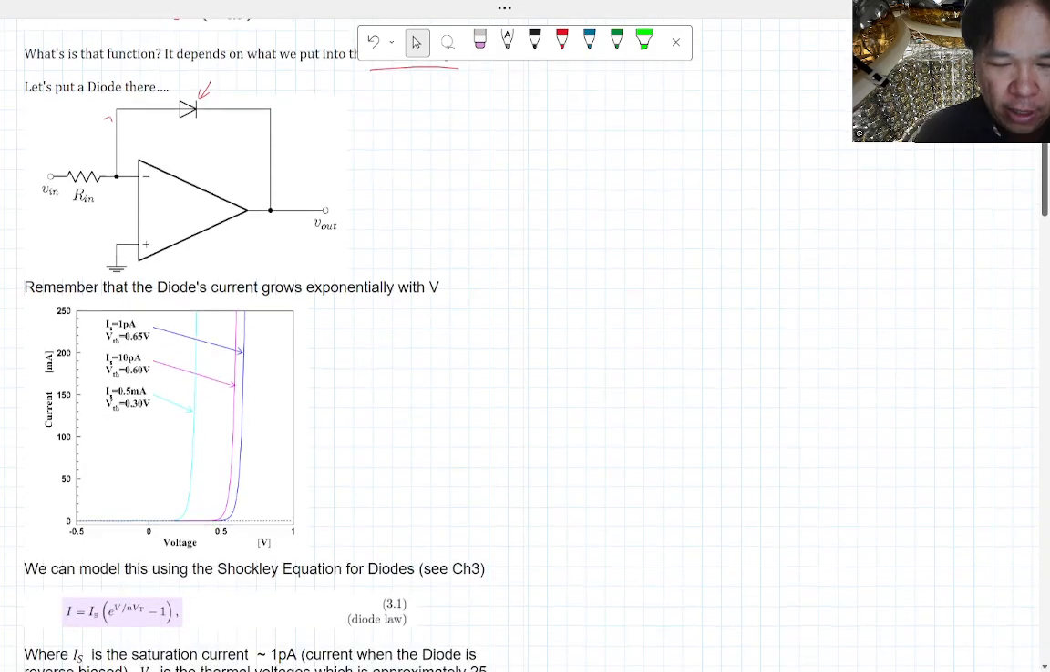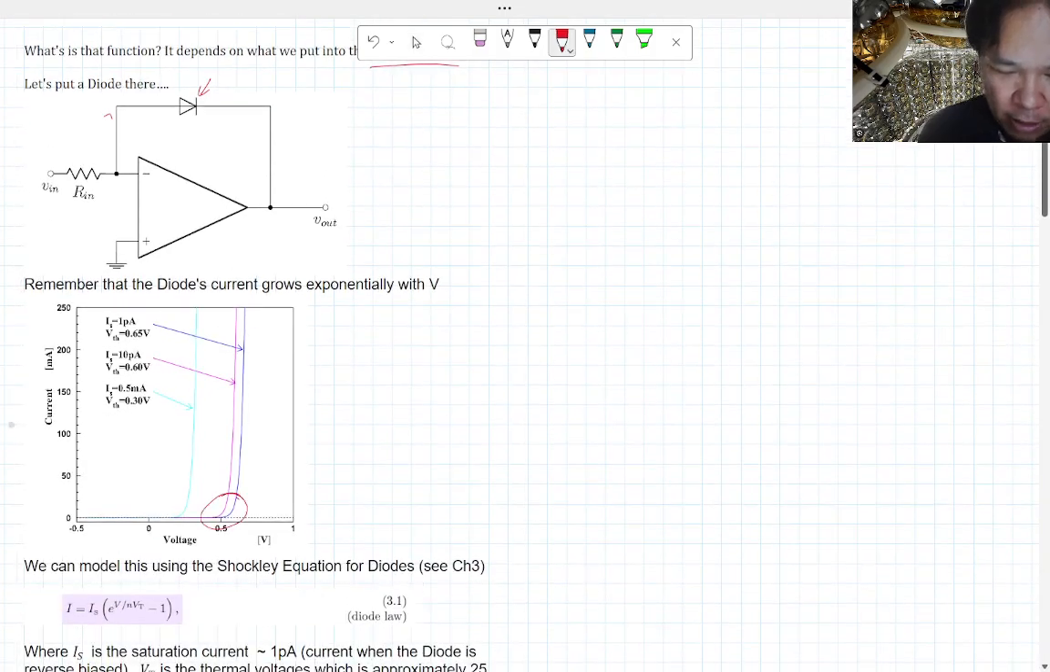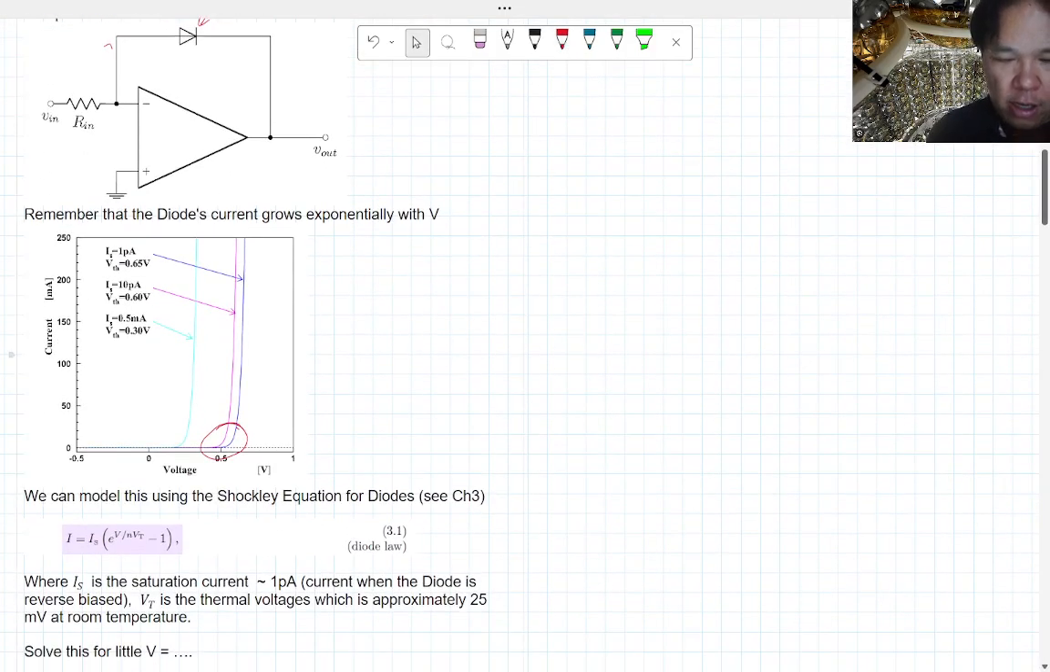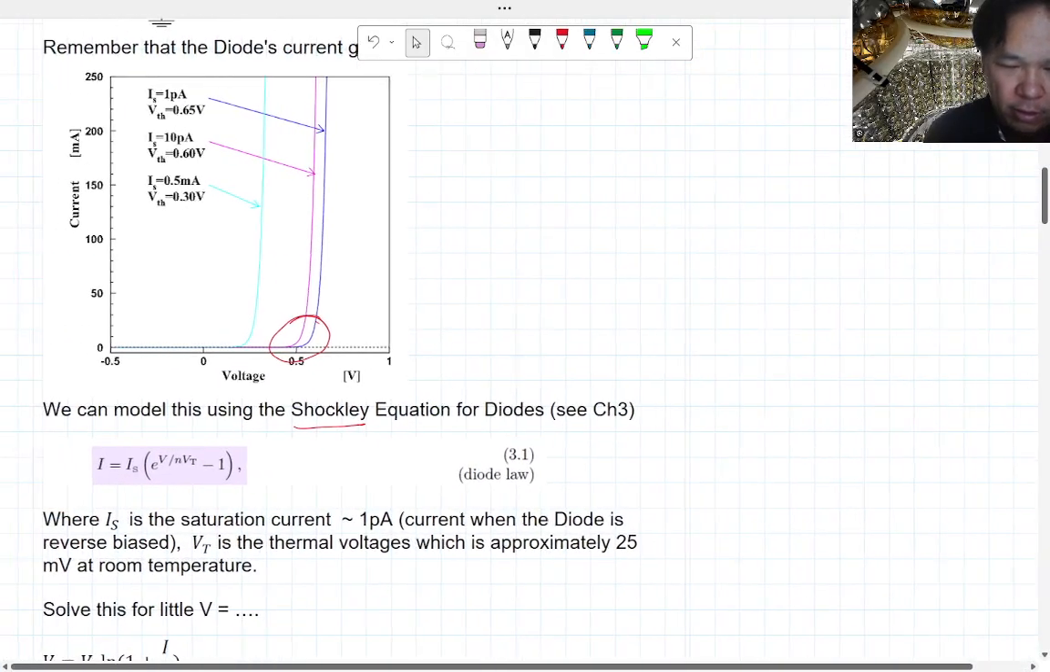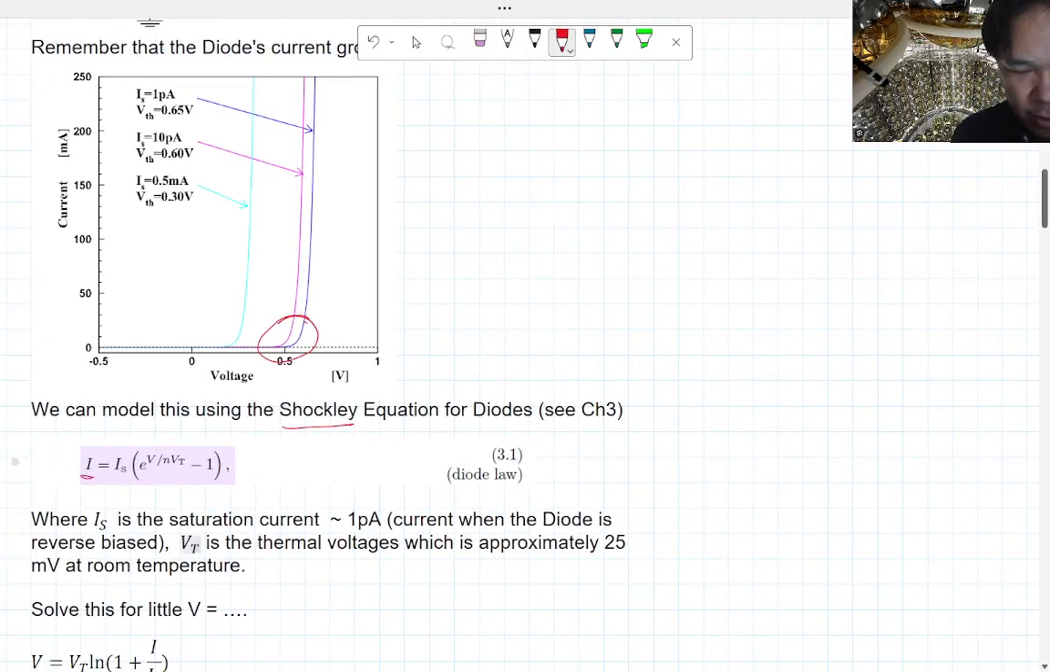So if you do that, we're going to take advantage of this exponential part of the diode law, also known as the Shockley equation. Okay, let's zoom in a little bit. It's a little bit bigger, right? Remember that this current is equal to the saturation current, which is this tiny number. Typically the saturation current is going to be like a picoamp, times the exponential of the voltage across that, divided by n.